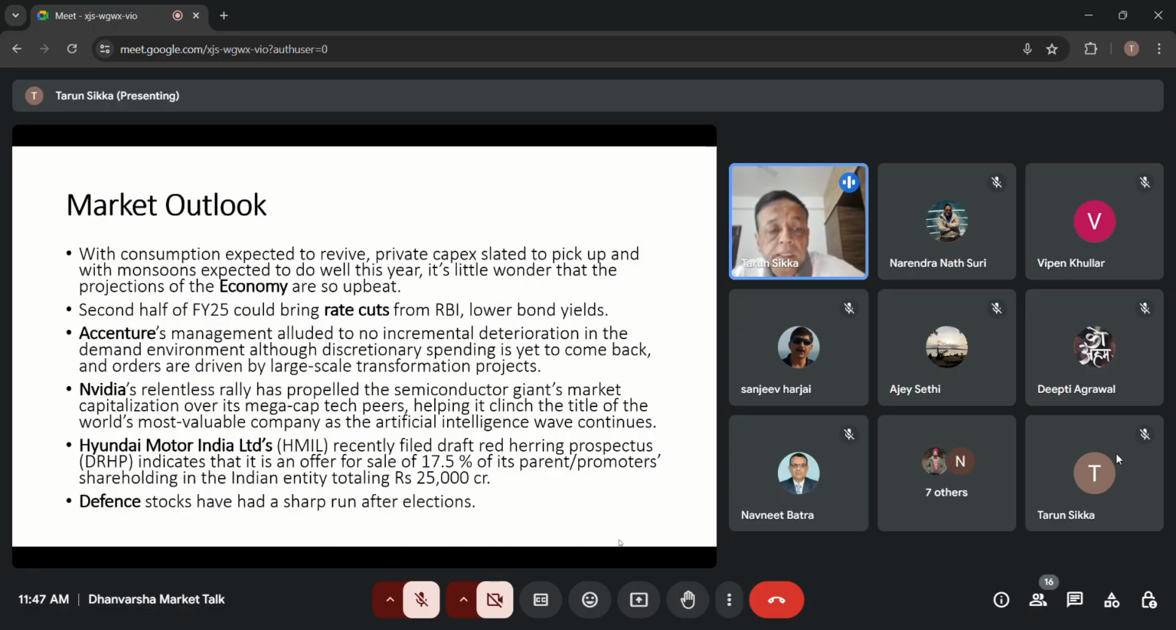Now, another issue which is bugging a lot of people is that defense stocks have had a sharp run after the election. So people are worried what to do with them. Valuations are looking stretched. The defense minister announced that military export targets would go from 16,000 crore to 50,000 crore in the next 5 years. That led to this rally. In addition, Motilal Oswal launched a defense sector fund to capture this opportunity. India has a big cost advantage.